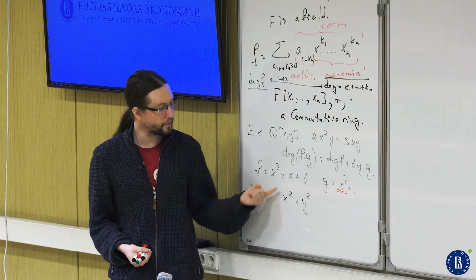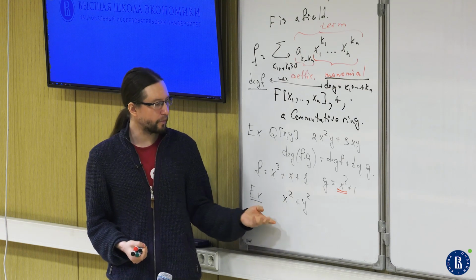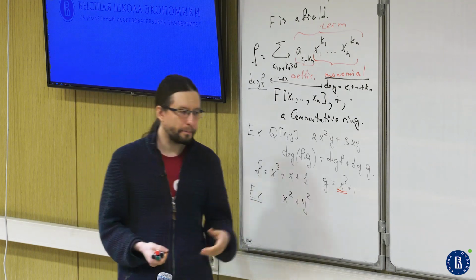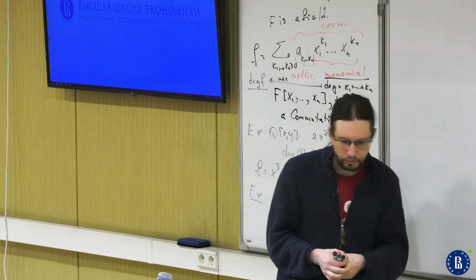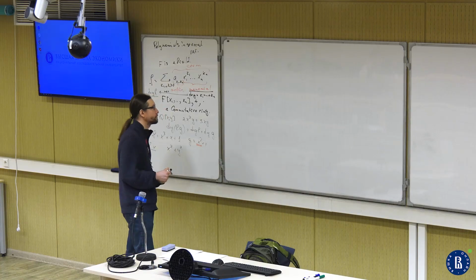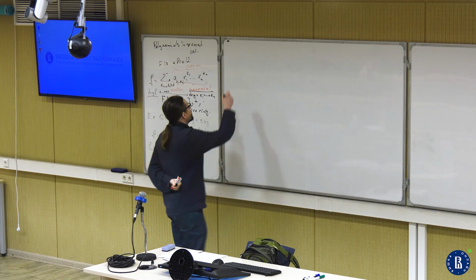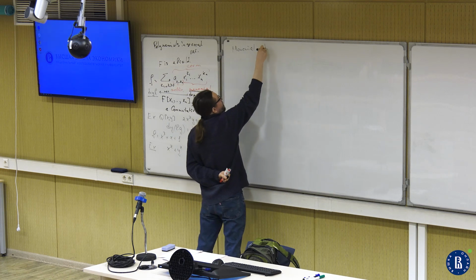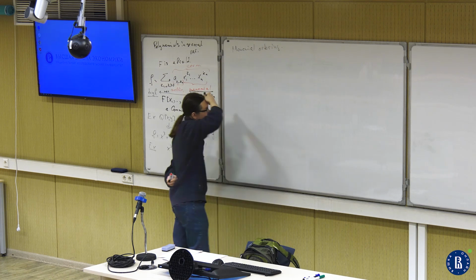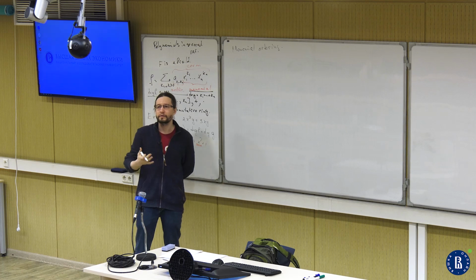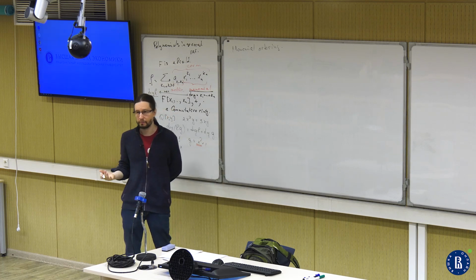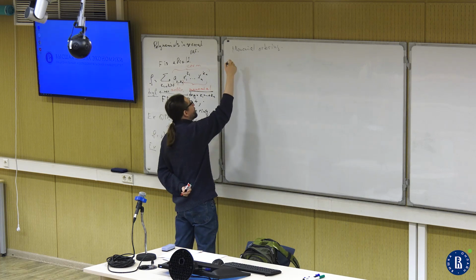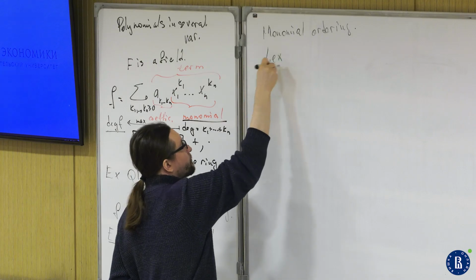The way to choose the highest possible monomial is to choose what's called a monomial ordering. There are many different monomial orderings, but I want to focus on one specific monomial ordering, which is called lexicographical ordering. So this is the way to compare two different monomials in several variables. And I want to define the lexicographical ordering.